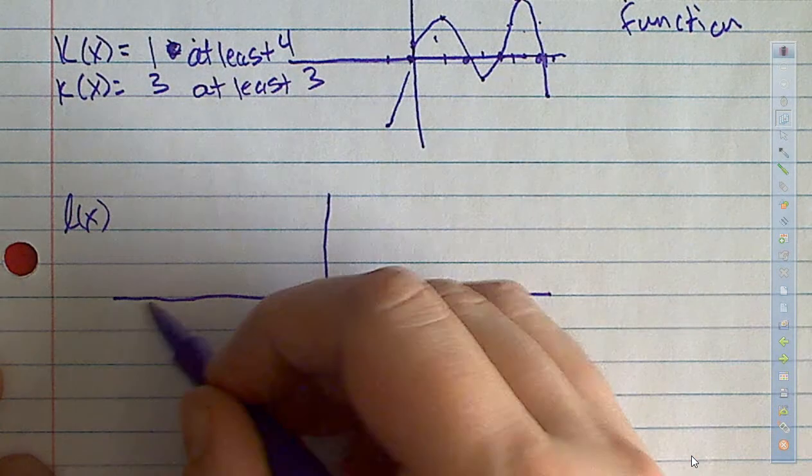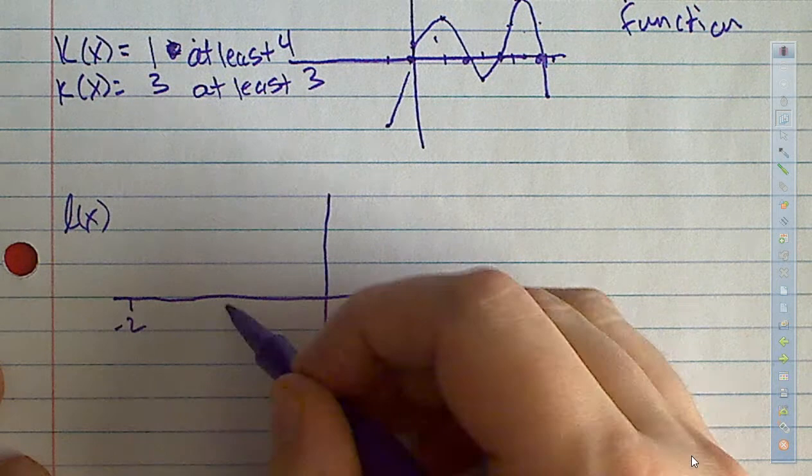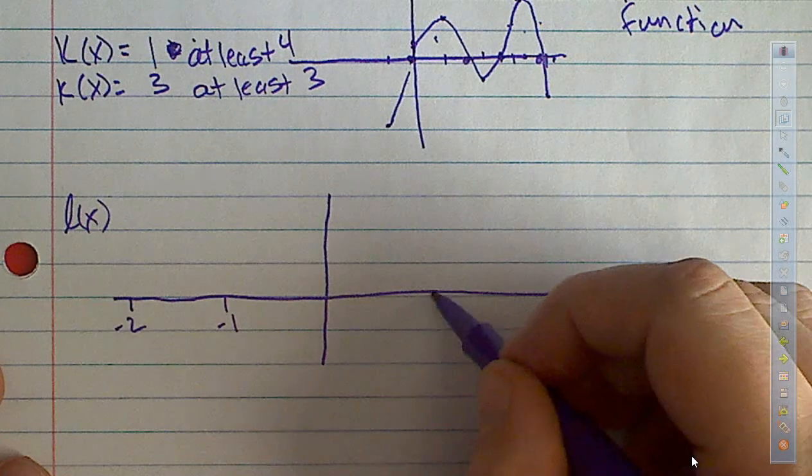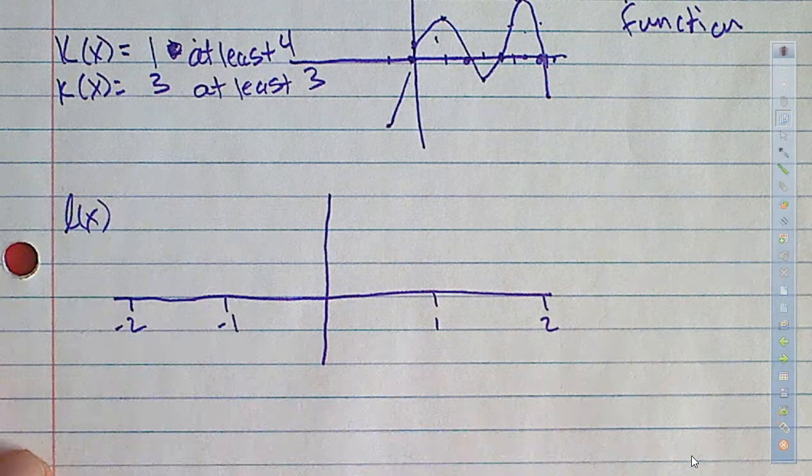Okay, how about I make it not so long? We'll make this -2, -1. Okay, thank you. Thank you for your feedback.